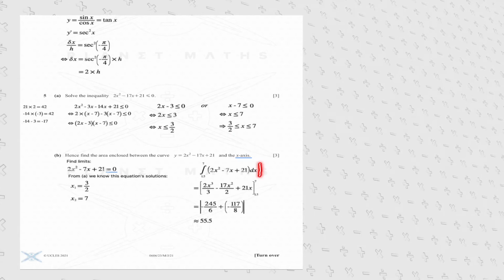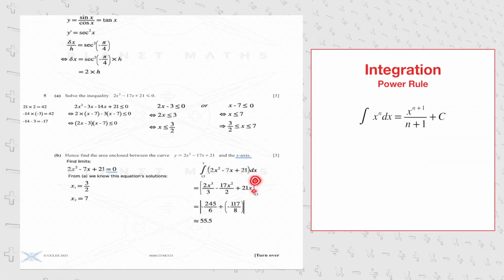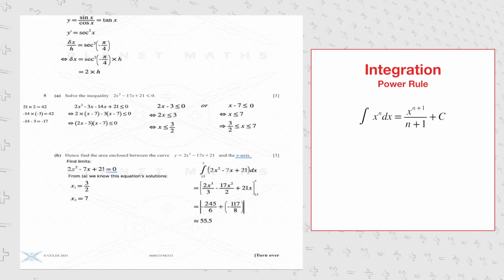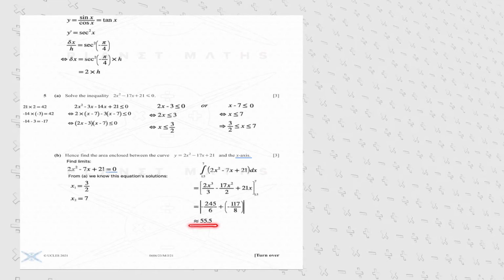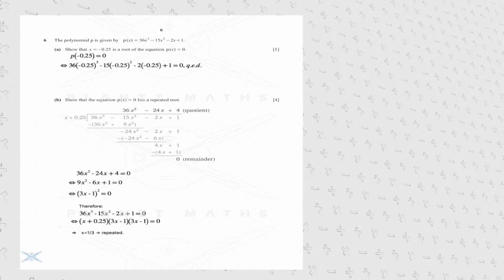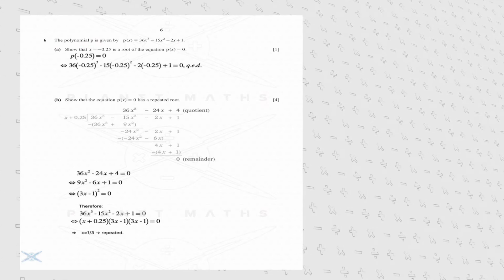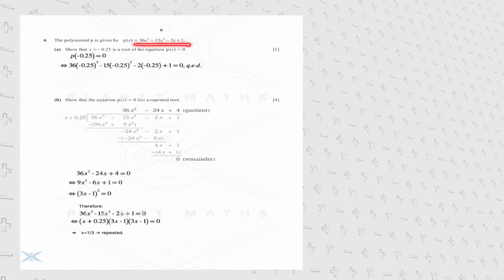We can integrate this expression applying the rules provided, and after plugging in our upper and lower boundaries for x, we will conclude that the size of the area enclosed is approximately 55.5 units. Moving on to exercise 6, where we are provided with the polynomial p, which is given by the function p of x equals 36x cubed minus 15x squared minus 2x plus 1.